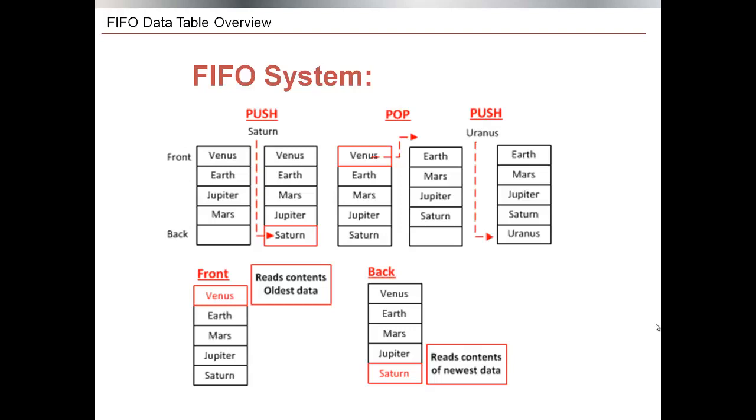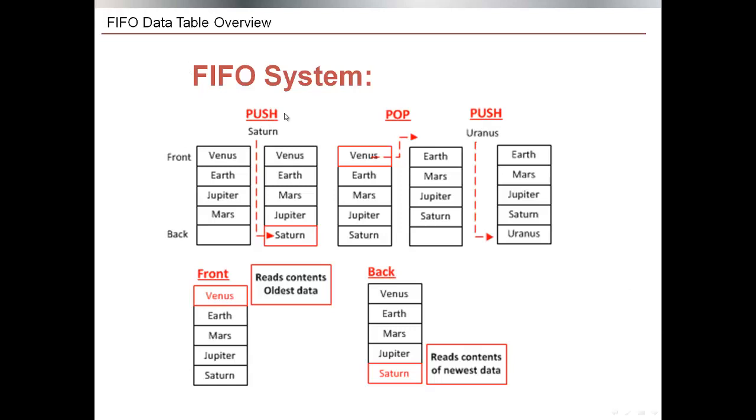Using the FIFO system, which stands for first in, first out, the push command writes new information to the back or bottom of a data table. All of these rows are then shifted up by one as long as there is space. This is shown in the diagram on the page.